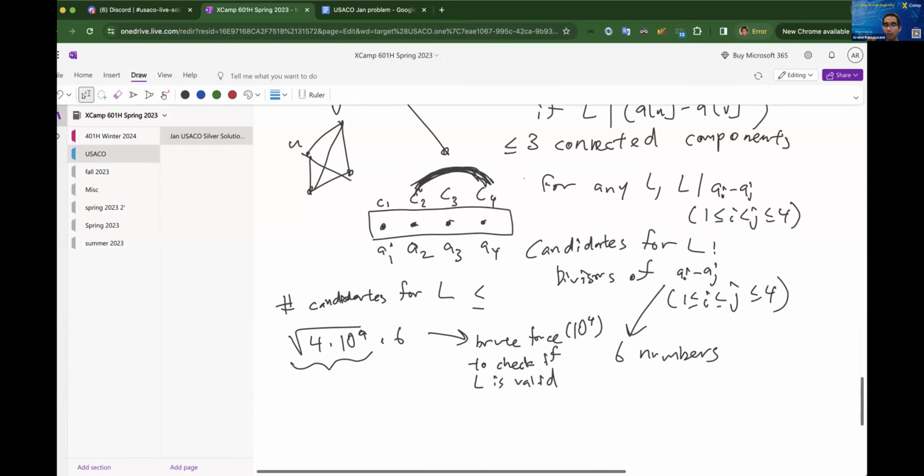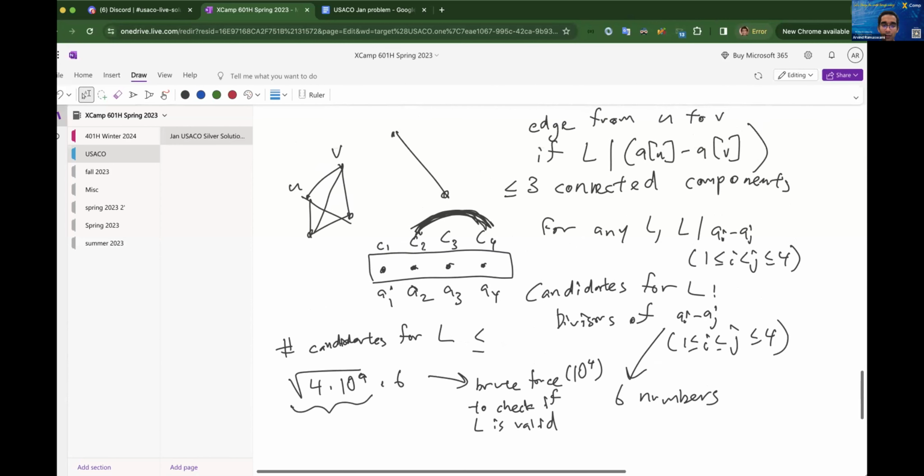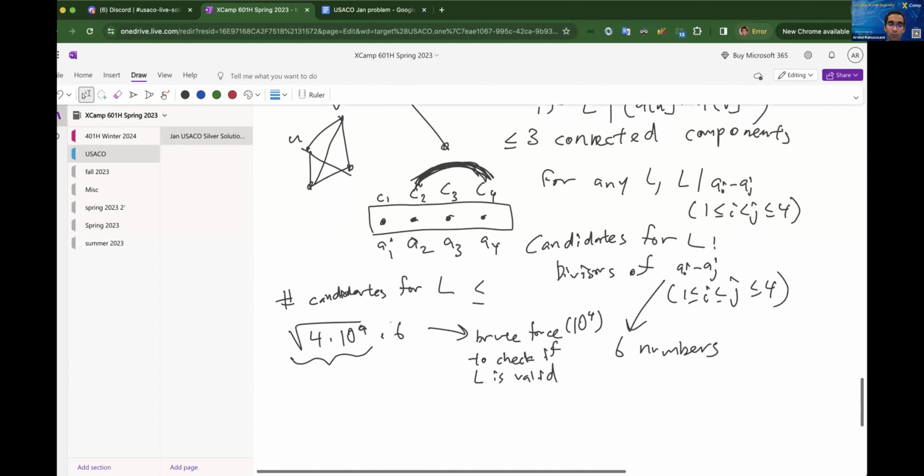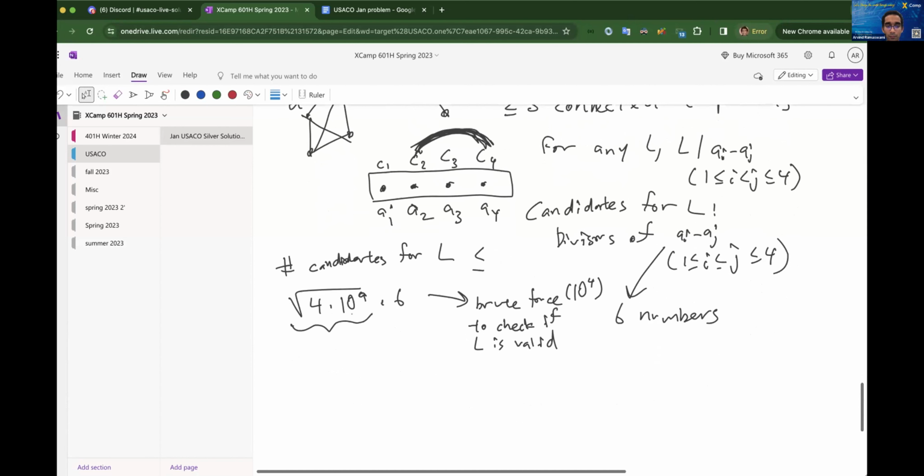To check if L is valid, you can find the remainder of L modulo all the AIs from A1 to AN. And if you get at most 3 distinct values, then that's a valid L. I think you can probably show something stronger, like this to the power of 1/3, but it's just a weak bound. But yeah, the number of candidates for L is small.